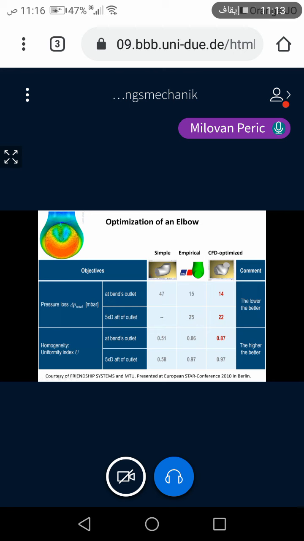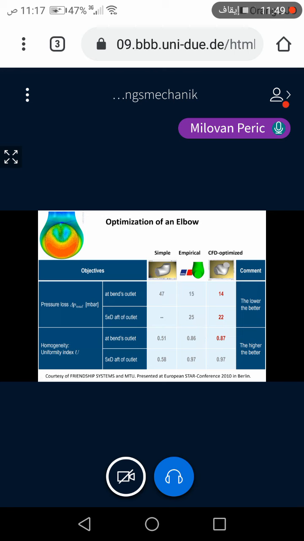And if you go 5 diameters further downstream and take the pressure drop, then the experimentally optimized one has a pressure drop of 25 and the computational one 22, so it's better. And the homogeneity index is 0.51 for the simple shape, so a large deviation from uniform. The experimentally optimized one has an index of 0.86, so the optimum would be 1.0, and the computational one has 0.87.